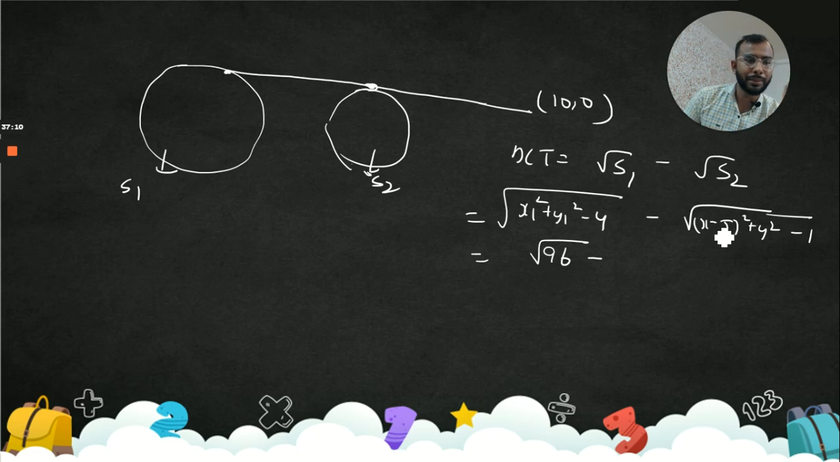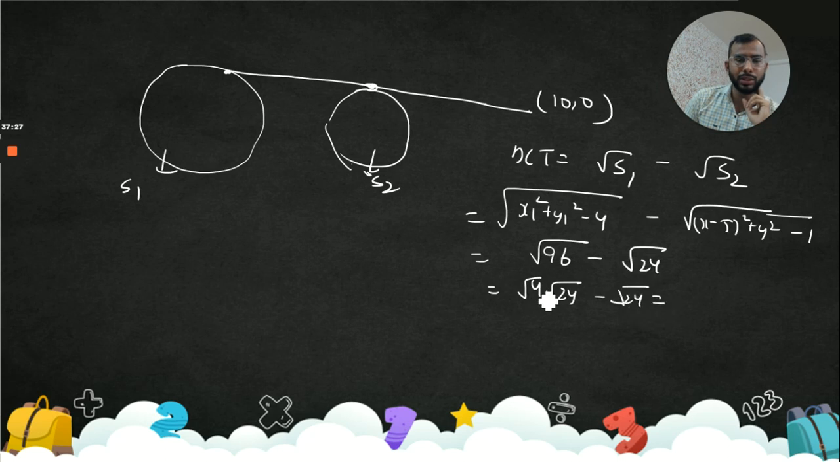Minus 10 minus 5 how much? It became 5. 5 square is how much? 25. 25 minus 1, root 24. This is 4 into root 4 root 6, this is 4 root 6. Root 4 into this. This is 2 root 6, which we can write. 4 root 6 minus 2 root 6 is 2 root 6. This is by this formula.